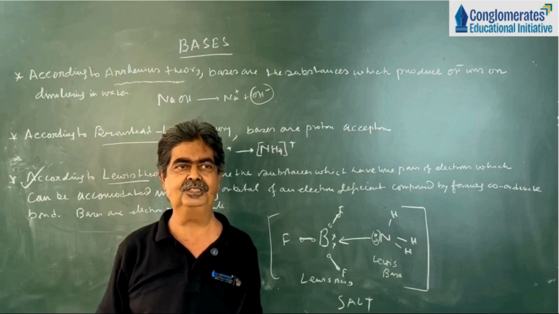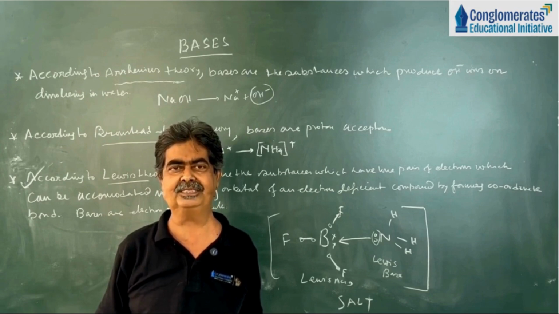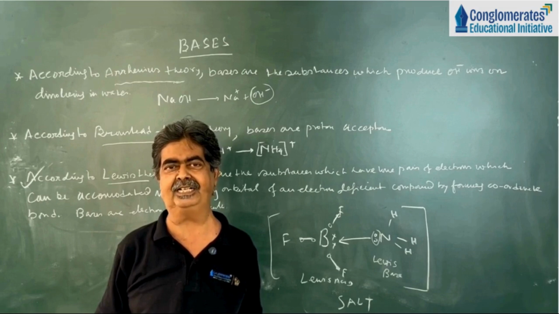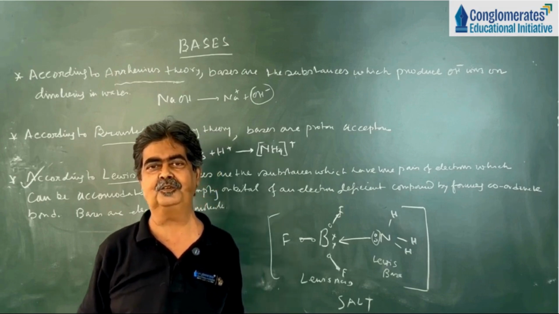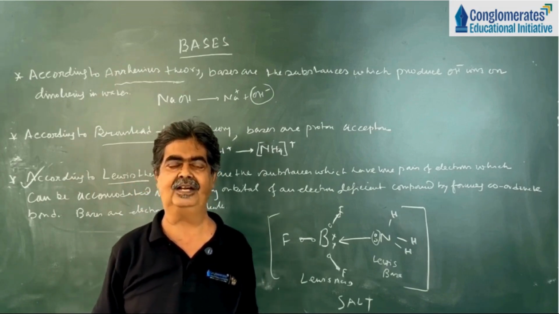So let me repeat, there are 2 types of bases, strong base and weak base. Strong bases completely ionize to the respective cation and hydroxyl ion. In weak bases, incomplete ionization takes place. They are incompletely ionized, or partially ionized. They partially ionize to form respective cation and hydroxyl ion.